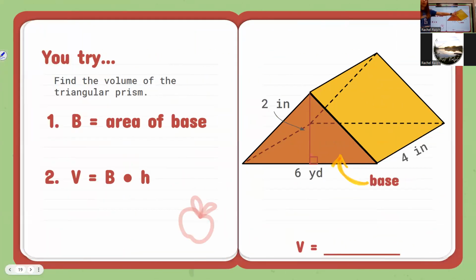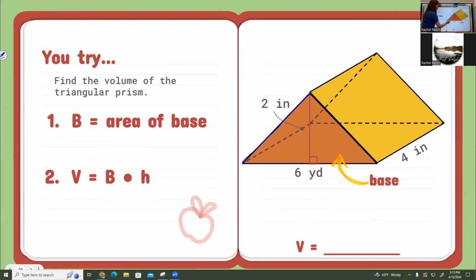Here we have a triangular prism. Your job is to find the area of the base to help you find the volume. Notice, here's the whole base. The whole base is not necessarily a right angle or a right triangle. We know this part right here. All right, here you go.